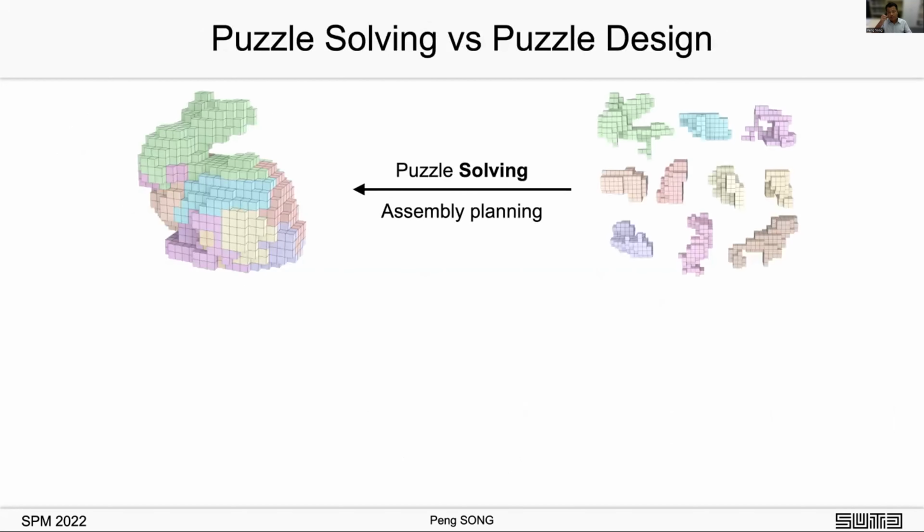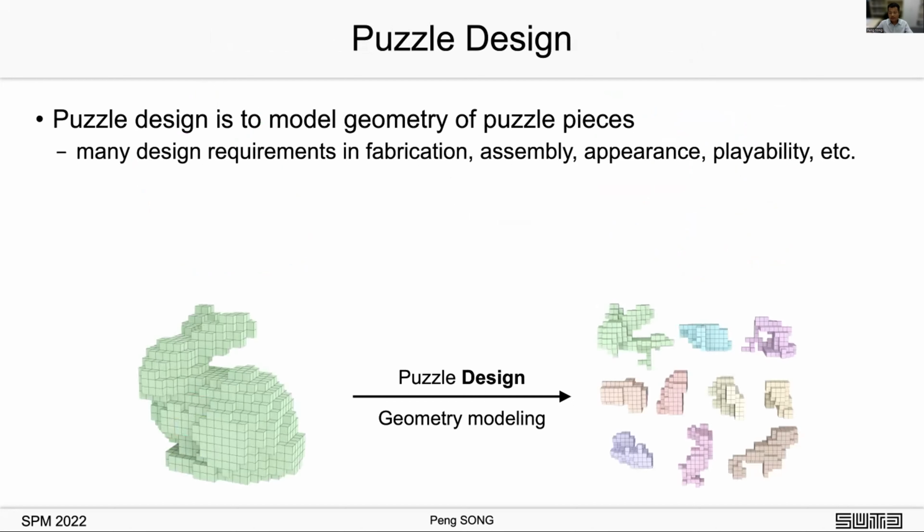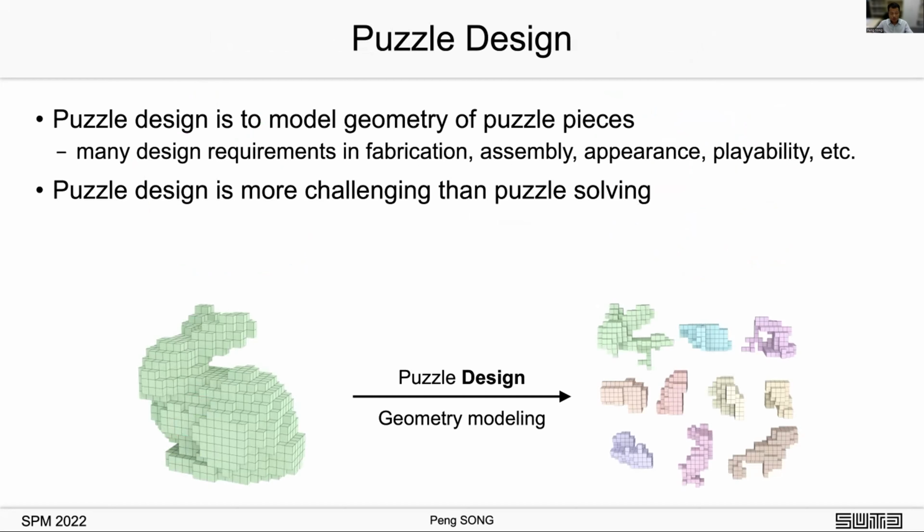So now we know that puzzle solving can be formulated as an assembly planning problem, where the goal is to assemble a set of puzzle pieces to form a meaningful shape. In contrast, puzzle design can be formulated as a geometry modeling problem. The goal of puzzle design is to model geometry of puzzle pieces while satisfying various design requirements in fabrication, assembly, appearance, playability, and so on.